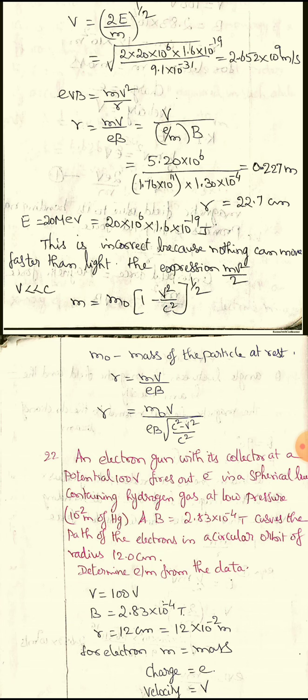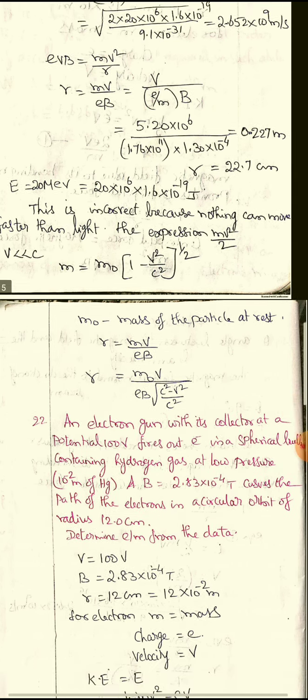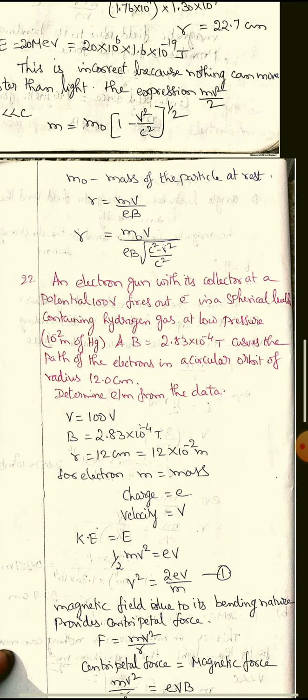Then R is equal to mv divided by eB. This m can be written as m naught into 1 minus v squared by c squared the whole power half, because in the formula, instead of m we have to substitute this. So you have to use the formula R is equal to m naught v divided by eB into square root of c squared minus v squared divided by c squared. This is about the 21st sum. Then we can go for the 22nd sum.